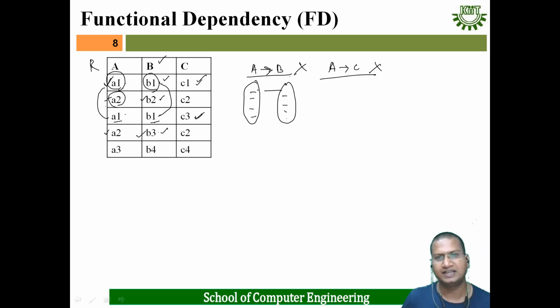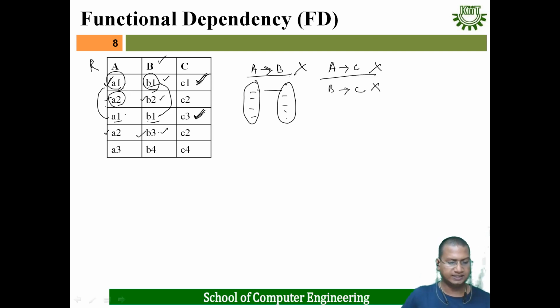Then can we say B determines C here? Just check for each value of B whether a unique value in C is present or not. For B1, one value is there, C1. Again B1 repeats here, but the other value is C3. That means for B1, two values are there: C1 and C3. So B determining C is also not possible. B is not functionally determining C.